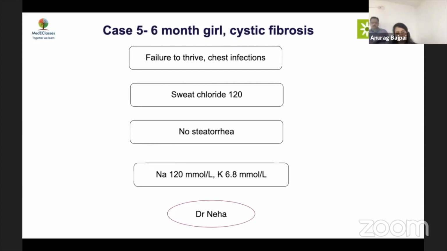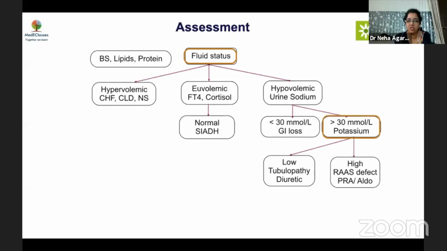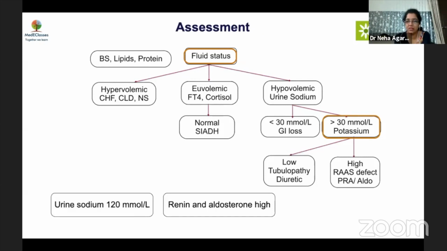So going ahead with the algorithm that has already been discussed, slide change please. The first point to evaluate is the fluid status of any child who presents with hyponatremia. On evaluation, this child was noted to have hypovolemia and a urine sodium level of more than 30 millimoles per liter. The next step in the evaluation is the potassium level, which was high in this case, and thereby we will evaluate the renin and aldosterone axis further.